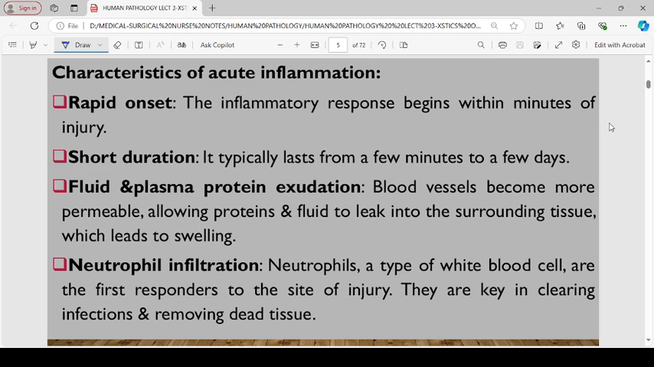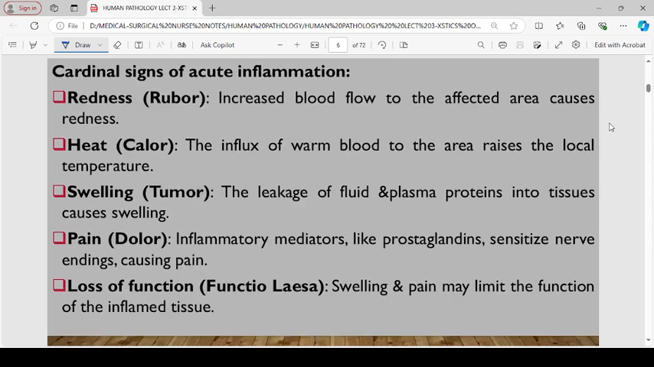Neutrophils, which are a type of white blood cell, are normally the first responders to the site of injury, and they are key in clearing infections and removing dead tissues. Neutrophils are normally replaced by macrophages. So we have to know the cardinal signs of acute inflammation, which are mainly five.